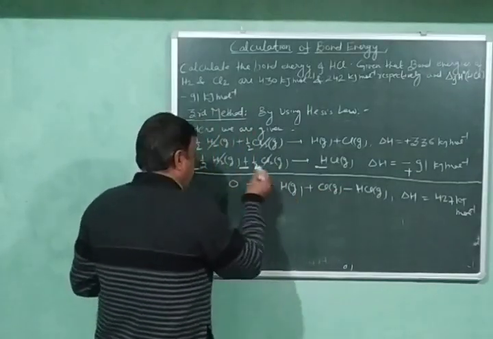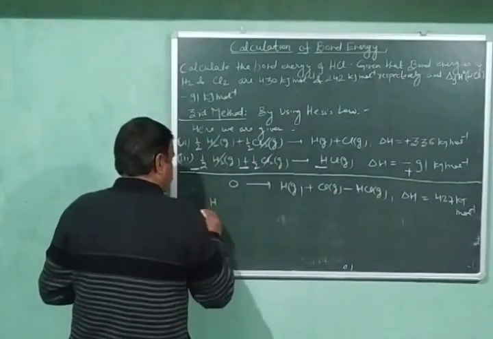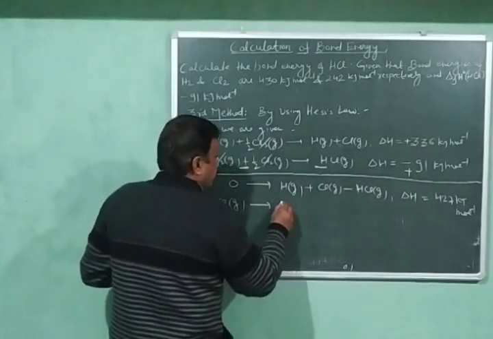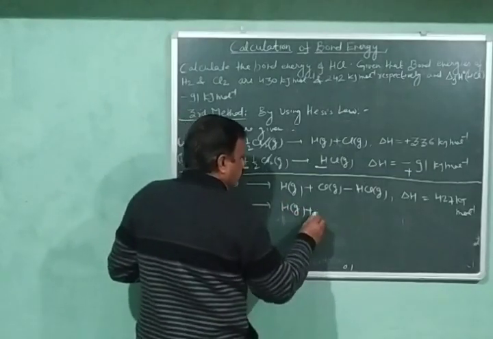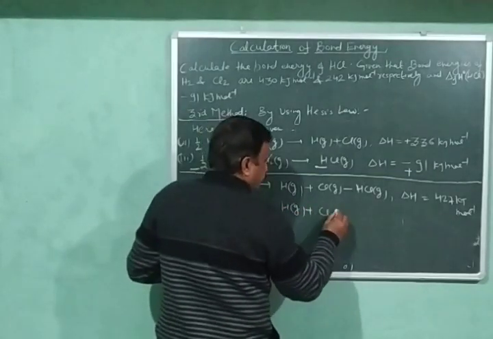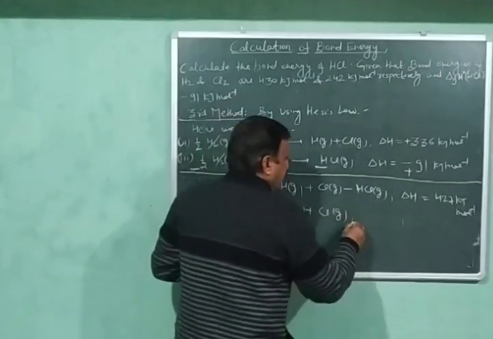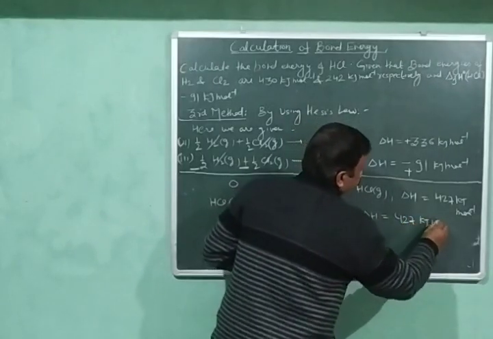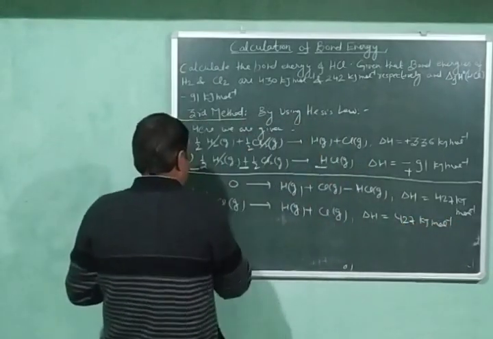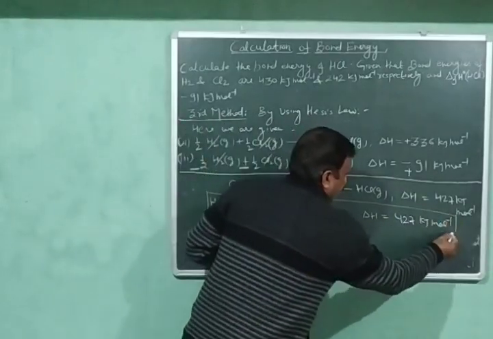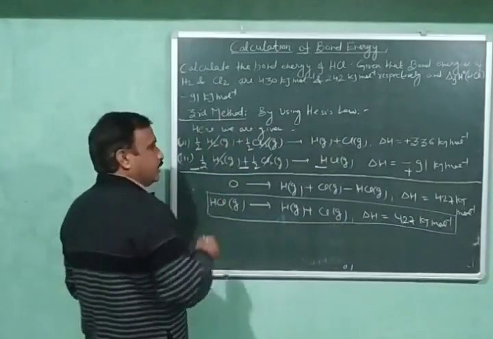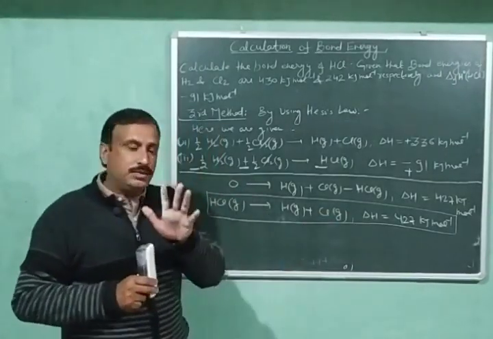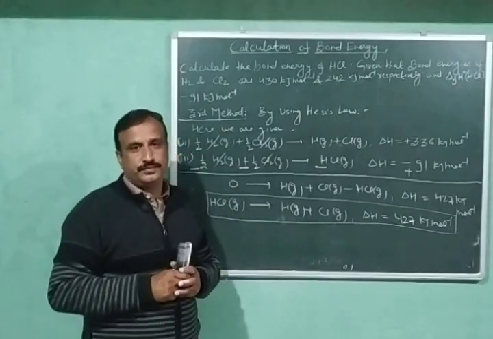We will bring this HCl towards the left hand side, that is towards the reactant side. We will have HCl gaseous, giving us 1 mole of H gaseous plus 1 mole of chlorine atoms gaseous, and delta H is equal to 427 kilojoule per mole. And now we have arrived at our desired equation, and I have explained that the delta H of this reaction will be the bond energy of HCl.